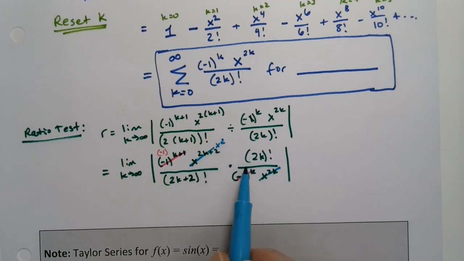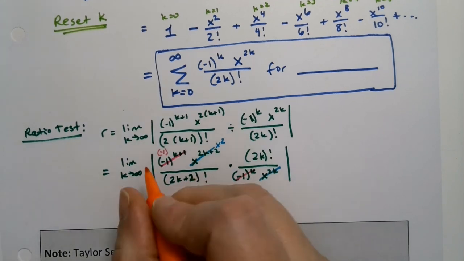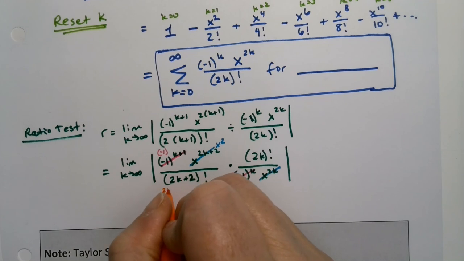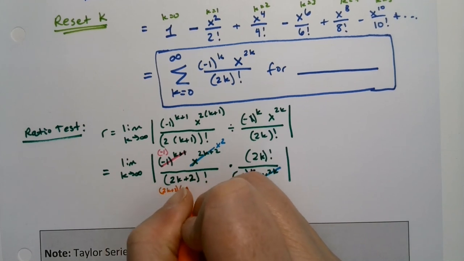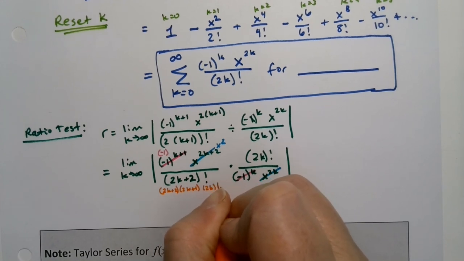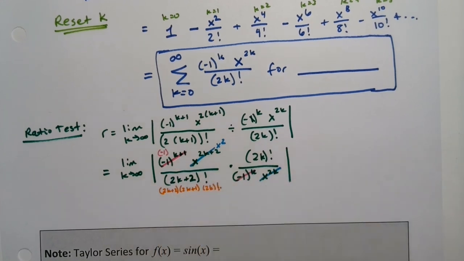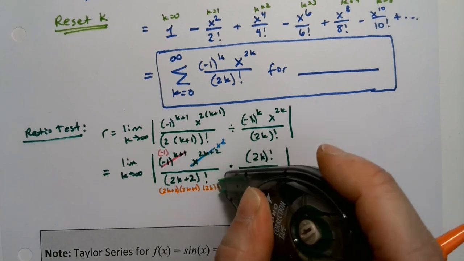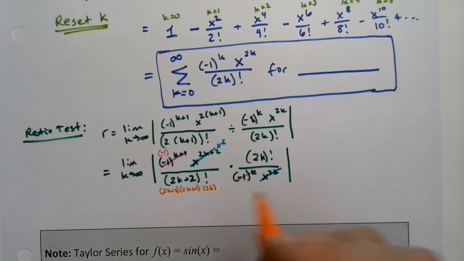And then the hardest part to see is the factorial. So let me remind you that when you have 2k plus 2 factorial, that is 2k plus 2 times 2k plus 1 times 2k continuing on. Matter of fact, I could say 2k factorial, right? So 2k, 2k minus 1, etc. Here, I'll just do it that way.